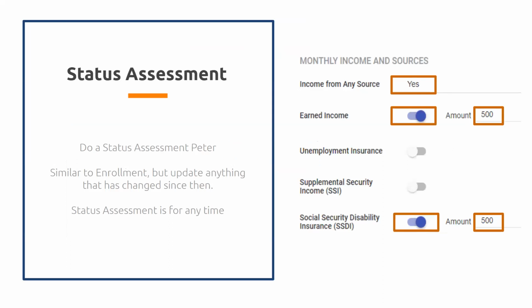So this will be similar to the enrollment screen that we filled out earlier in the training. These screens will auto-populate for you with what you inputted during the enrollment. You will need to make changes to the fields that you need. So let's say that Peter is now working. We are going to do a status assessment to reflect his income. I'm going to change my previous answer from no to yes, and then toggle over what applies to him, which is earned income and SSDI. And I want to set both to 500 and then click Save.